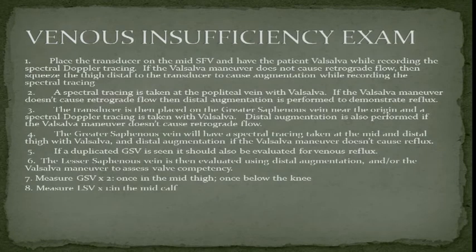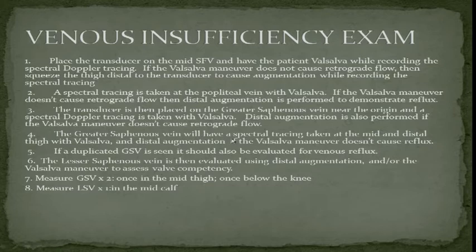This is again how to go on. I will show you a video so you don't think this is the only thing. Place the transducer on the mid-superficial femoral vein and have the patient do Valsalva while recording the spectral Doppler tracing. If the Valsalva maneuver does not cause retrograde flow, then squeeze the thigh distal to the transducer to cause augmentation while recording it. So basically exactly what I told you.